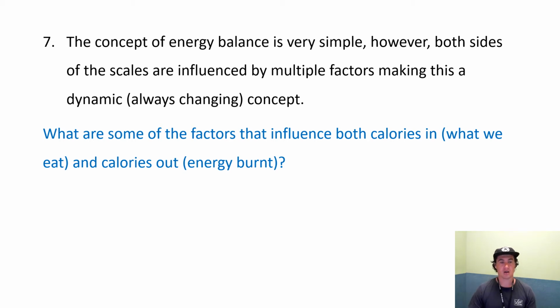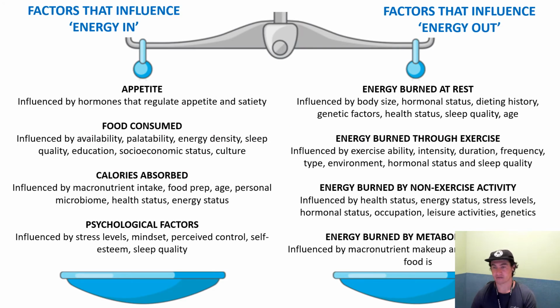So the question here is, what are some of these factors that influence both calories in, or what we eat, and calories out, energy burnt? And this is a really nice infographic to summarize it. The bold writing is there's 4 on the left, 4 on the right. And you could even reflect on this a little bit yourself, and if you've ever battled with trying to manipulate this scale, reflect on this and be like, okay, this is why it's so tricky.